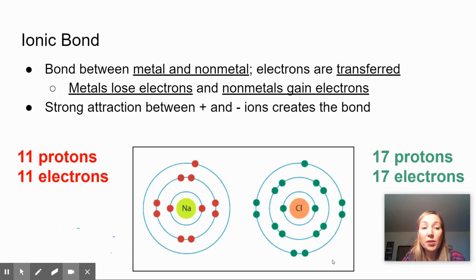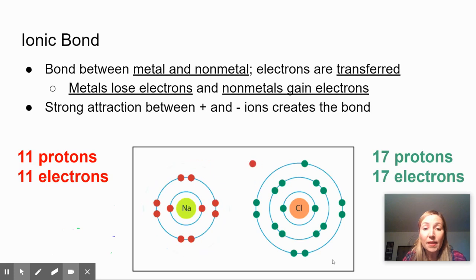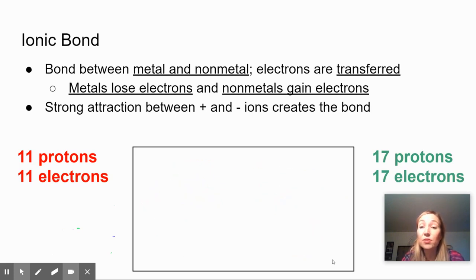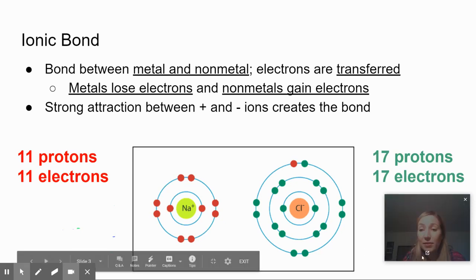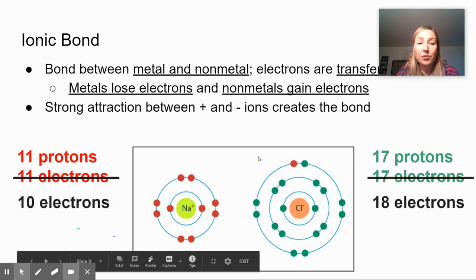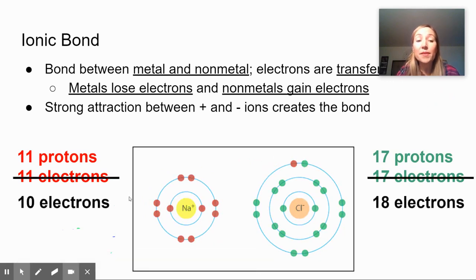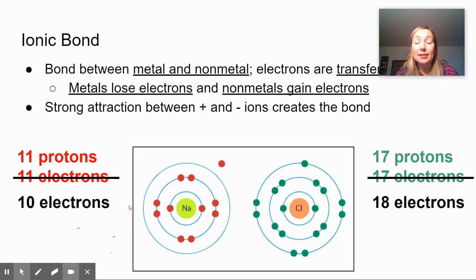So, if we look at sodium, it starts off with 11 protons in its nucleus and it has 11 electrons to begin. That 11th electron is its outermost valence electron that it loses to chlorine. Chlorine starts off with 17 protons and 17 electrons. And chlorine wants to gain that one more electron. Now, when sodium gives up one of its 11 electrons, now it just has 10 electrons. When chlorine gains an electron, it goes from having 17 electrons to 18 electrons.